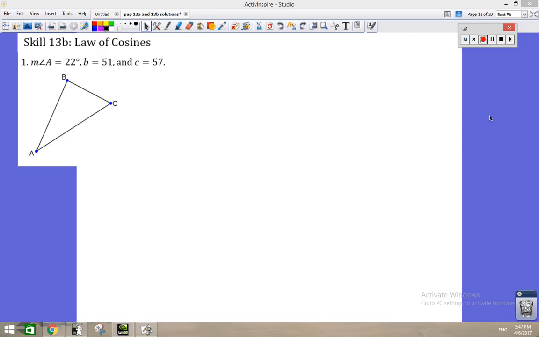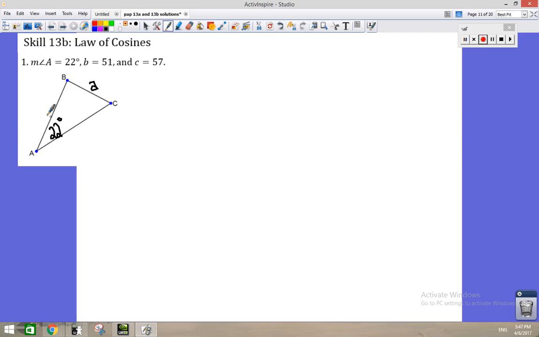Let's take a look at this problem. We're going to use the law of cosines. We cannot use the law of sines in this problem because I don't have a given pair. I know the measure of angle A, that's given to me as 22, but I don't know the length of A. I need to determine that, okay?